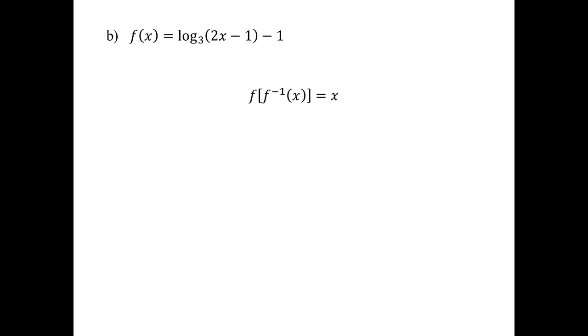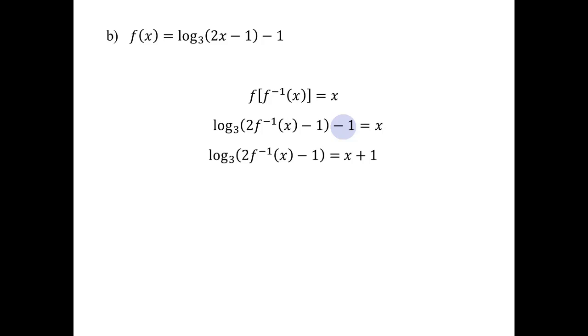Next, we are going to determine the inverse for the given logarithmic function. We start by using the composite of f inverse equals x. We substitute the x in the logarithmic function with f inverse of x. We bring -1 to the right-hand side. The equation on the right-hand side will become x plus 1. Next, we change from a logarithmic to an exponential function. Finally, we get f inverse of x equals 3 to the power of (x plus 1) divided by 2.